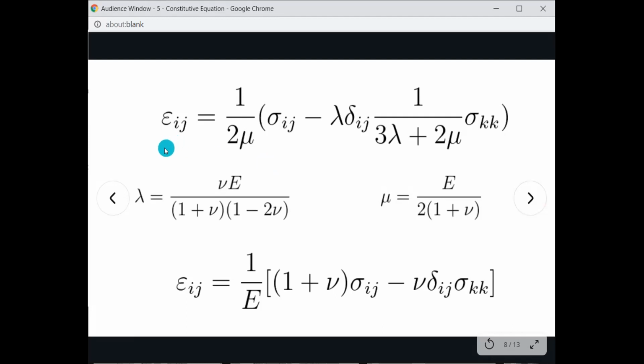So meron na tayong this equation. Okay, na-derive na natin. Ayan. And this is the form of the Hooke's law in indicial notation. Okay? Pero since what we're getting in experiments, ayan.